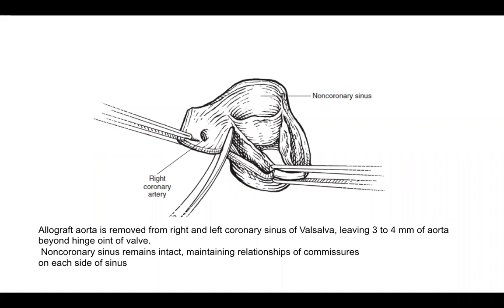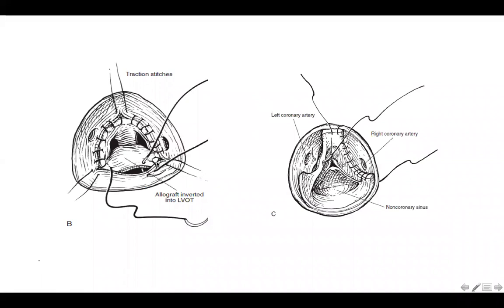This is the homograft. Now, from the homograft, you will remove the coronary ostia, and you will maintain or leave the non-coronary sinus intact, to maintain the relationship of the commissure on each side of the sinus. And after that, invert the homograft inside the LVOT and start your valve suturing by the continuous running suture of the valve.